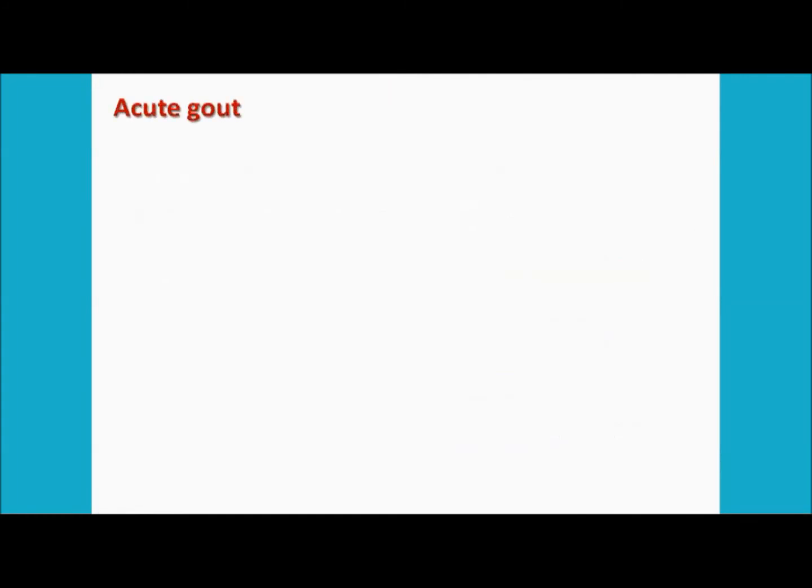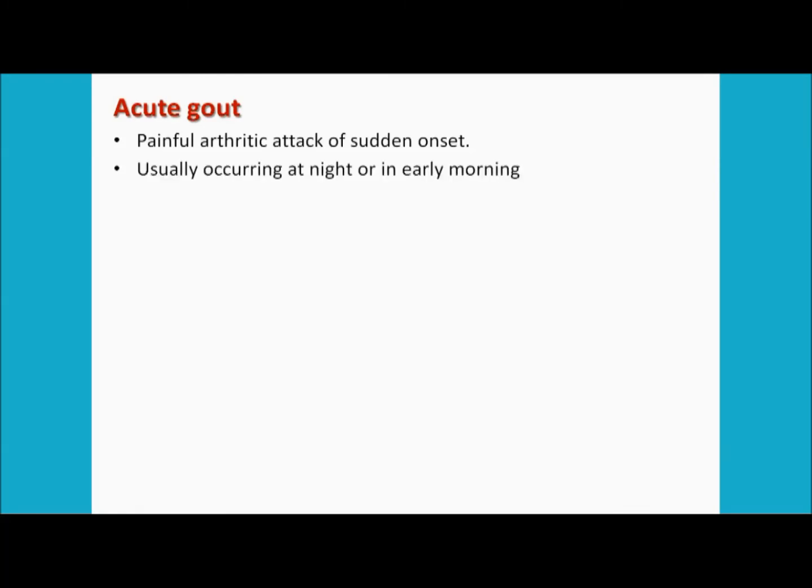Now, acute gout. First of all, in acute gout you are going to have a painful arthritic attack of sudden onset. The patient may suffer from a painful arthritic attack suddenly. Moreover, it usually occurs during the night and in the early morning. So in the early morning the patient may suffer from pain. Arthritic pain worsens progressively with lifetime. So if you develop this gouty condition, then the gout progresses with age.